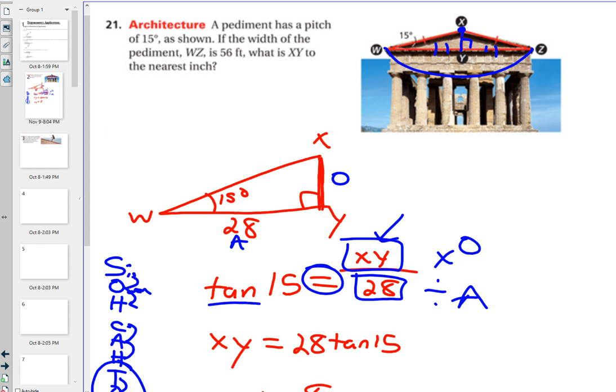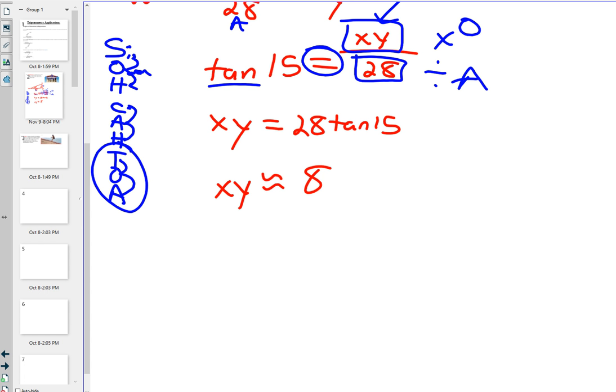And I didn't need WZ, I needed WY. That's the right triangle. So, back to where we got to. Honestly, if Hattie wouldn't have said anything, I probably wouldn't have even noticed. But she's a stickler for detail, so that's good.